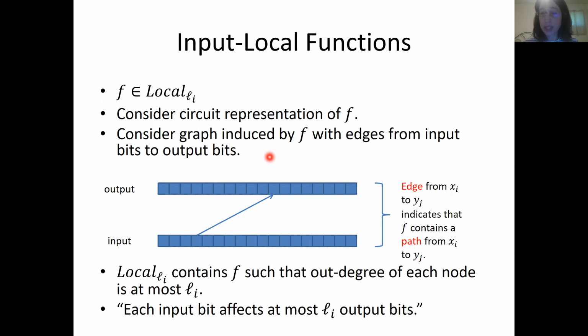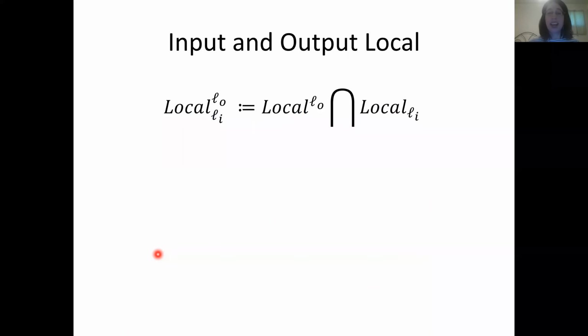The result I'm going to show is actually an intermediate result. Here we're also going to restrict the functions to be input local. Again, we consider the same graph. Now a function f is going to be in local Li if the out degree, so now we look at the out degree of the input nodes, and the out degree of each input node should be at most Li. Semantically, this means that each input bit affects at most Li output bits. And then if we want something that is both input local with locality Li and output local with locality LO, we just take the intersection of these two classes.